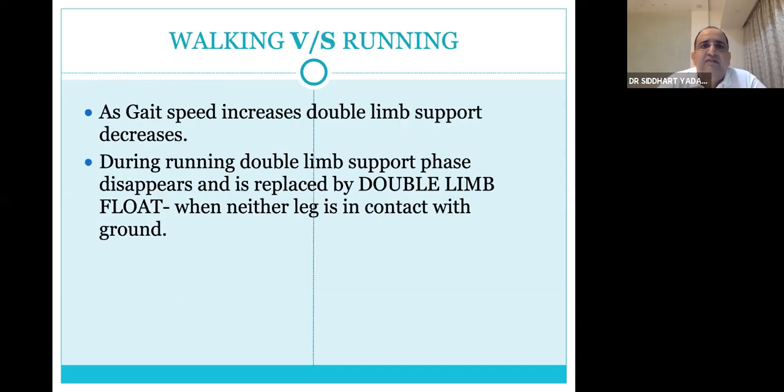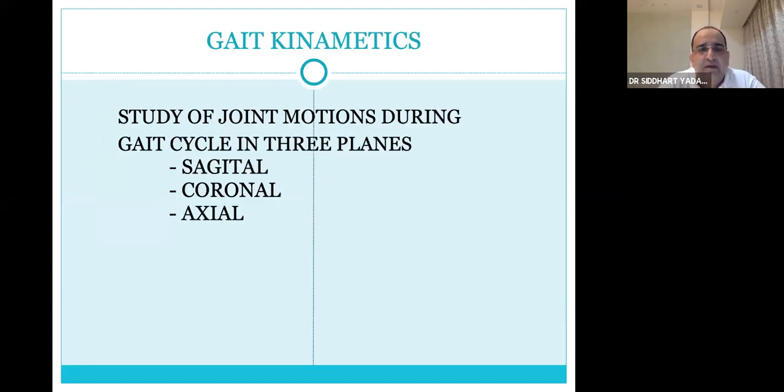Now, what is the difference between walking and running? As gait speed increases, double limb support decreases. And during running, the double limb support phase disappears and is replaced by double limb float, or we also call it double float. When both legs are in the air, this is called double float.